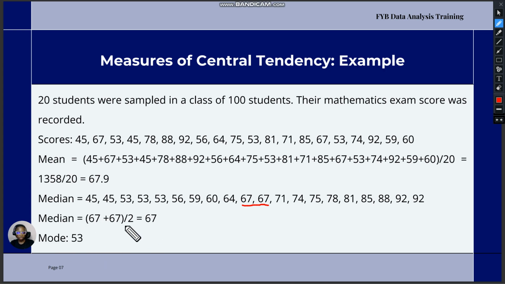What about the mode? That is 53, because 53 occurred 3 times. Some other values like 45 and 92 occurred twice, while other values occurred just once. So 53 occurred 3 times, so that is the mode of this particular data set.